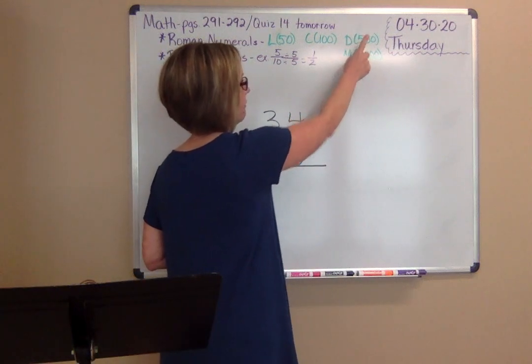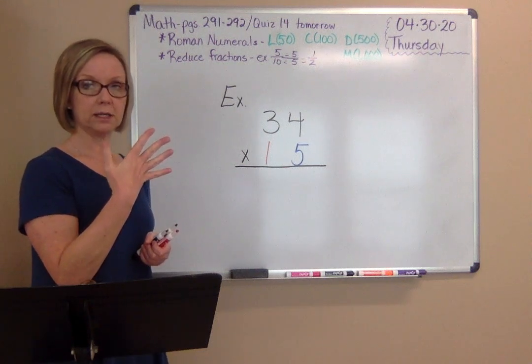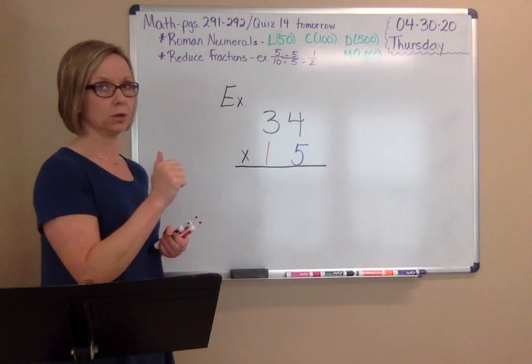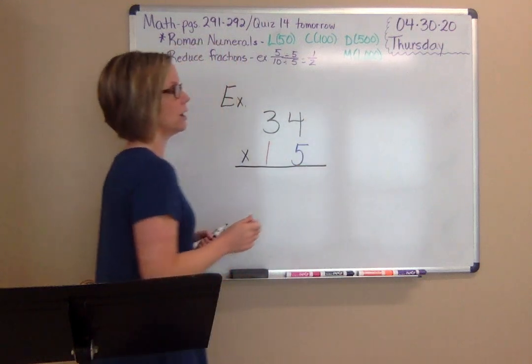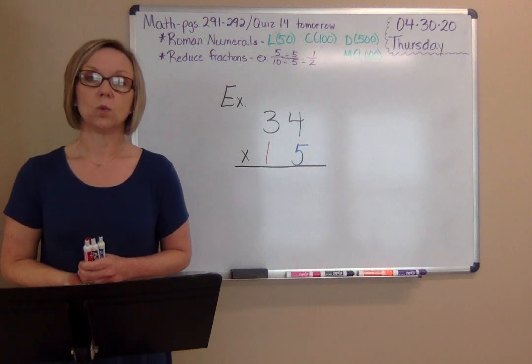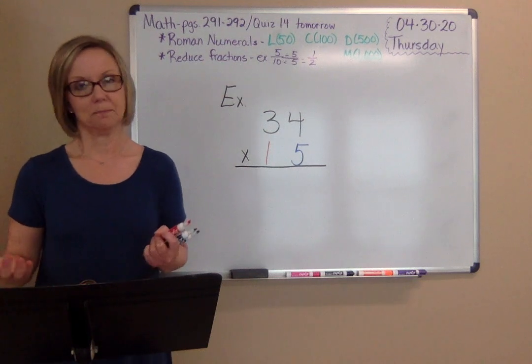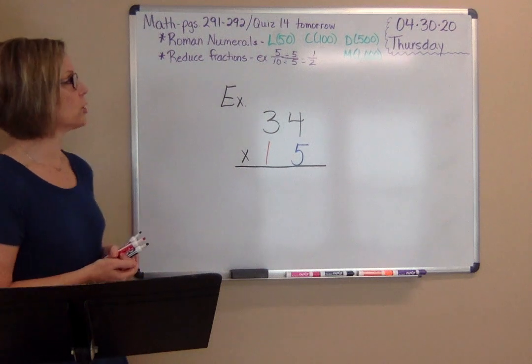D is 500. Genesis, Exodus, Leviticus, Numbers, Deuteronomy. Starts with a D. That's the 5th book of the Bible. And then M has the value of 1,000. Maybe you want to eat 1,000 M&Ms. I don't know. However you want to remember that, but just be sure you know those values for tomorrow.